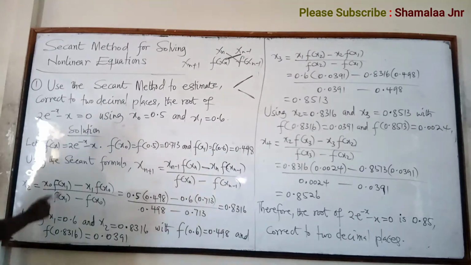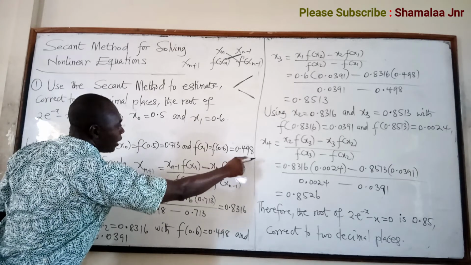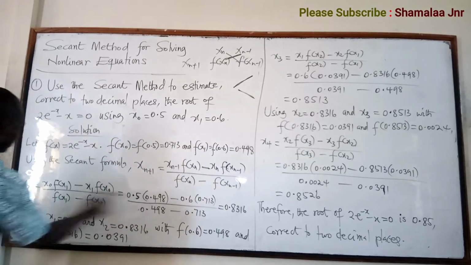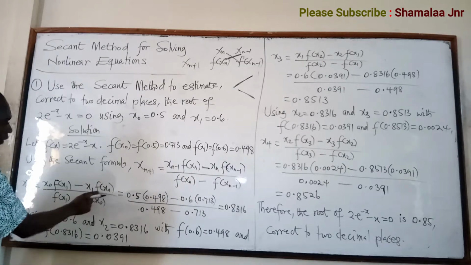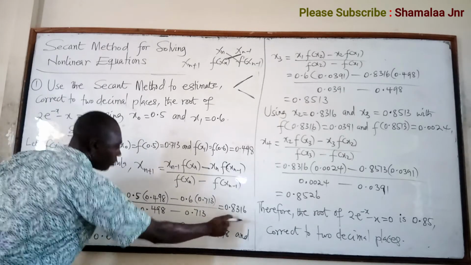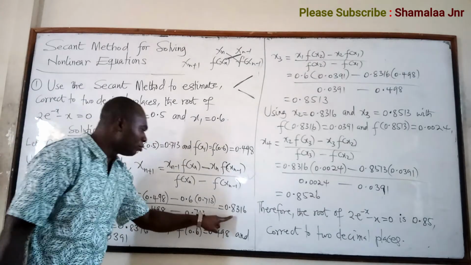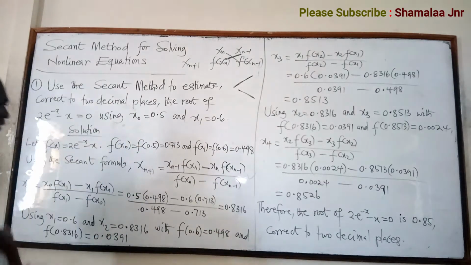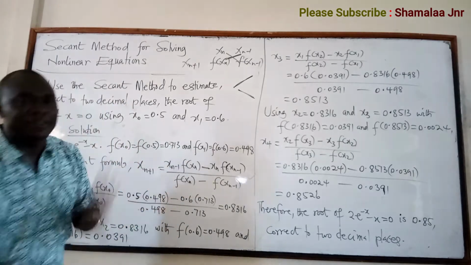If you do the substitution, f of x1 is 0.498, isn't it? x1 is 0.6. The functional value of s0 is this. So you just do the substitution and you're going to get this. It's not difficult at all. Now, having obtained s2, you have to find its functional value. You're now going to use s1, s2 to find s3.